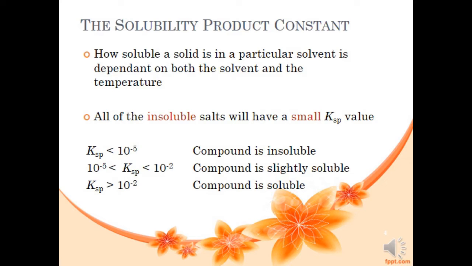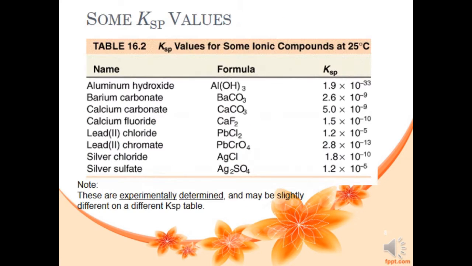Normally, if the Ksp value is less than 10 to the power of negative 5, the compound is considered insoluble. If the Ksp value is between 10 to the power of negative 2 and 10 to the power of negative 5, the compound is slightly soluble. And if the Ksp value is larger than 10 to the power of negative 2, the compound is considered soluble.